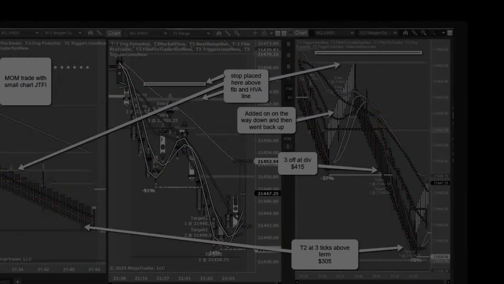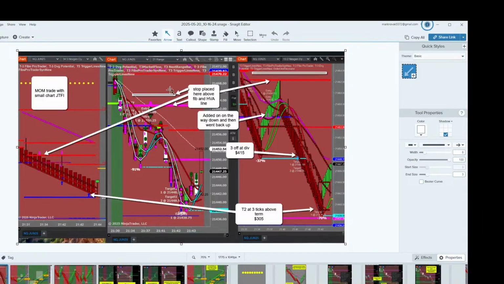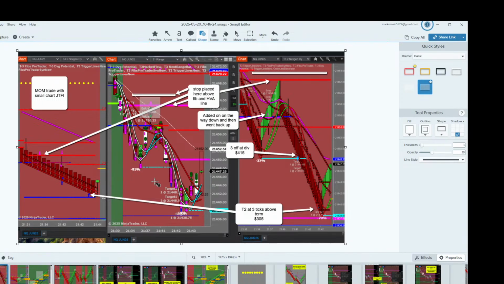So for you guys that are coming in, and I'll save this picture so I have it for him for later, for you guys that are coming in, you're starting to activate these 1 minute charts or market flow charts.